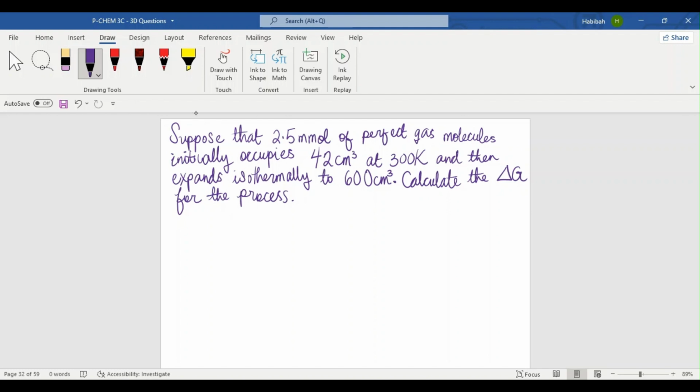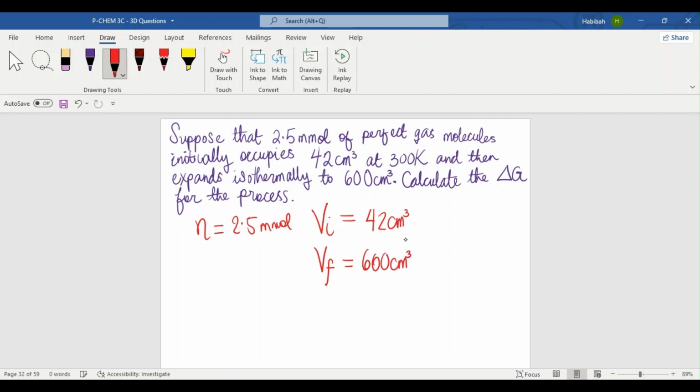The first thing you have to do is write out your parameters. We're told the number of moles is 2.5 millimole of perfect gas molecules, initially occupying 42 centimeter cubed, so the initial volume is 42 centimeter cubed at 200 Kelvin. It then expands isothermally, so we have an increase in volume, and V final is 600 centimeter cubed. This is an isothermal expansion problem, meaning the temperature is constant throughout the entire process. We're told the temperature is 600 Kelvin, and of course the change in temperature is zero. We're asked to solve for the change in Gibbs energy.